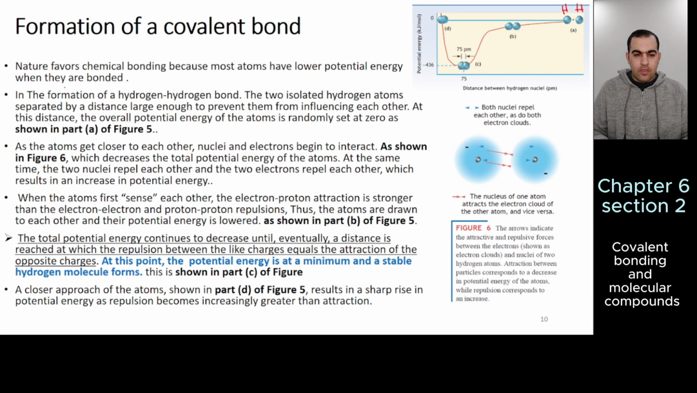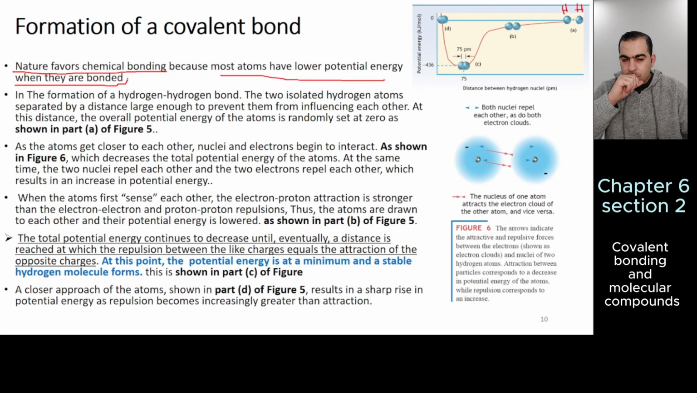First of all, you remember that nature favors chemical bonding. It means atoms like chemical bonding because most atoms have low potential energy when they're bonded. Okay, because we said when they bond, they're going to have less potential energy, they're going to be stable. So in the formation of a hydrogen-hydrogen bond, 2 isolated hydrogen atoms are separated by a distance large enough to prevent them from influencing each other. At this distance, the overall potential energy of the atoms is randomly set at 0, as shown in part A.